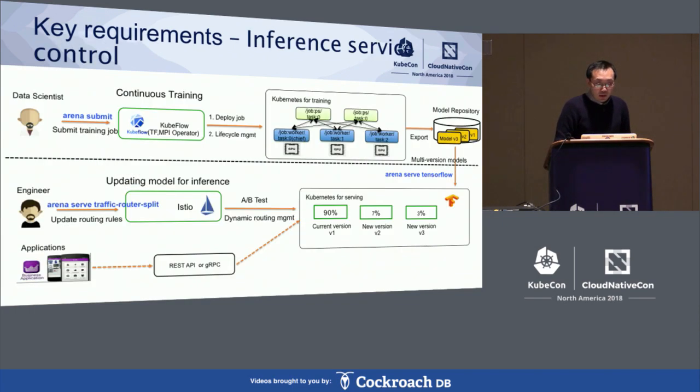And the other one, I won't spend too much time on these complete scenarios, but I just mentioned that we use Arena Serve to integrate with Istio to do traffic control for different versions of the inference server, to do A/B testing and canary release, and you can control every single request's traffic to different versions of your model.